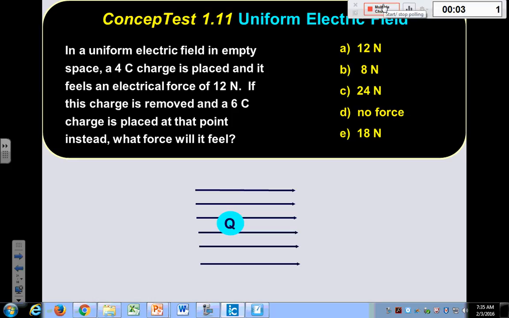In a uniform electric field in empty space, a 4 coulomb charge is placed, and it feels a force in this electric field of 12 newtons. If the charge is removed and then a 6 coulomb charge is placed at that point, what force will it feel? All right, let's stop at 45.